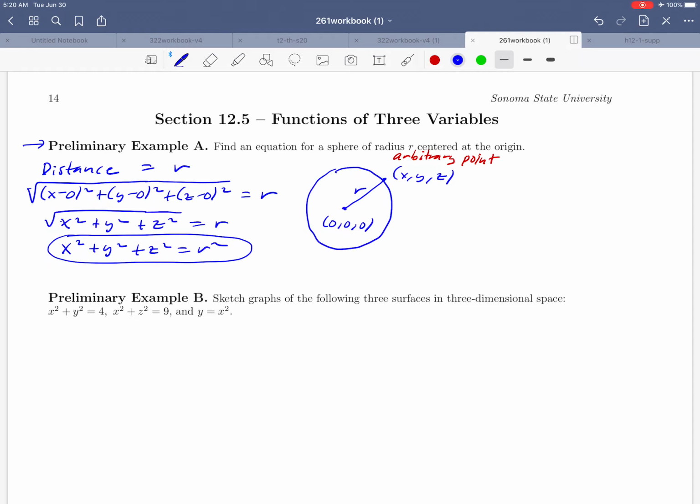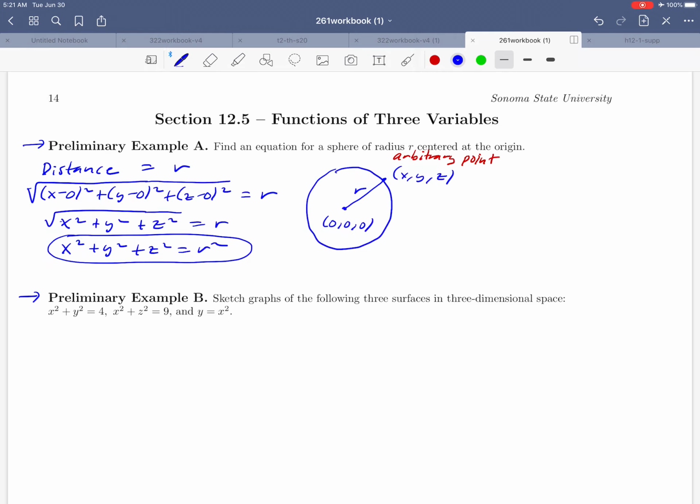You might notice it looks very similar to the equation for a circle. It's just got an extra term. Okay, and that's a formula that we'll come back to several times over the course of the semester. Okay, let's jump down to preliminary example B here. And this gives us several surfaces in three-dimensional space that they'd like us to sketch.